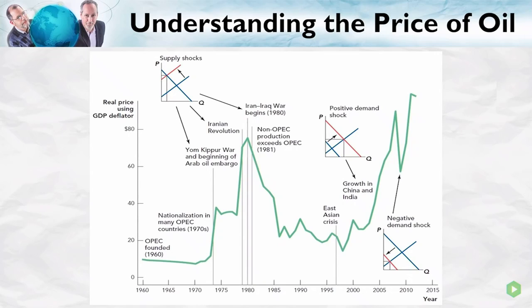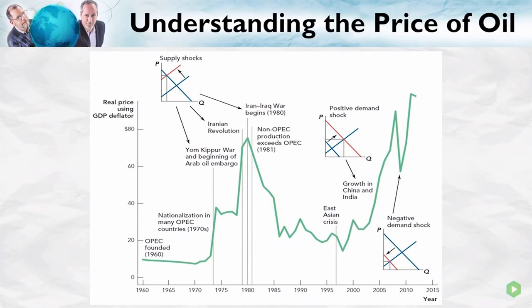Another key event occurred in the 2000s, as growth in China and India increased. That increased the demand for oil, pushing up the price. For the first time, millions of people were able to afford a car, and that increased the demand for oil. You can see that increased demand continued until this big drop in the price of oil in 2008, 2009.